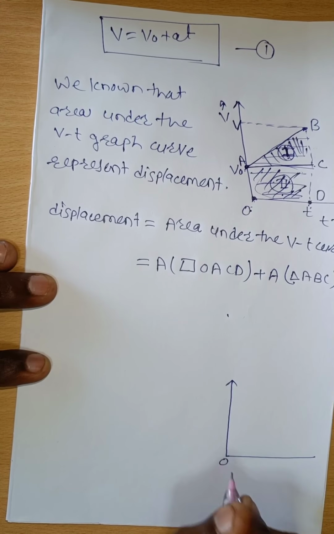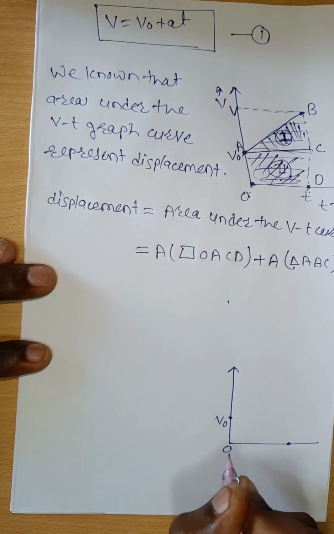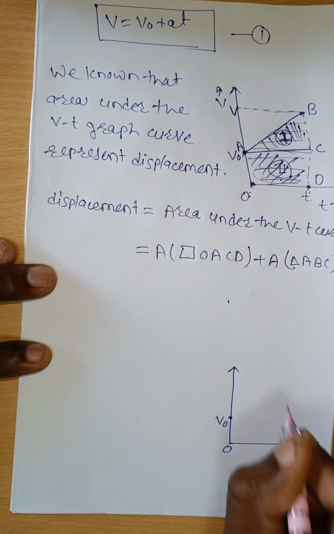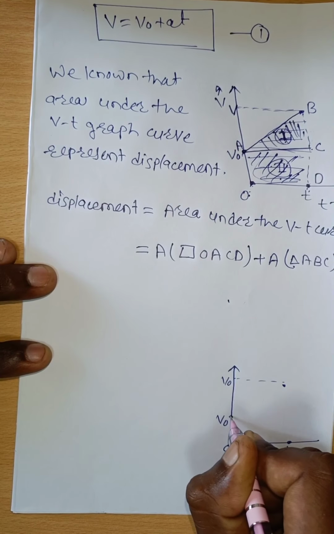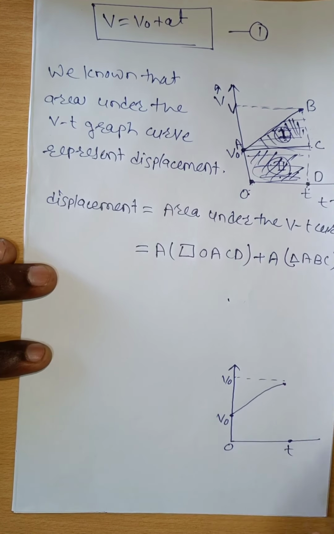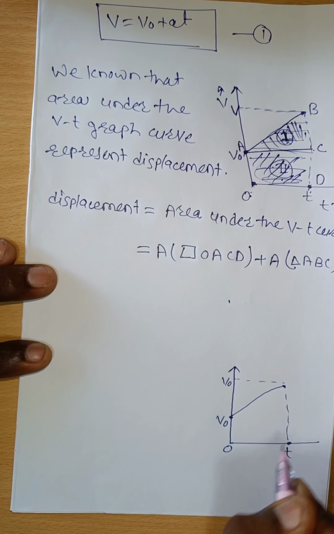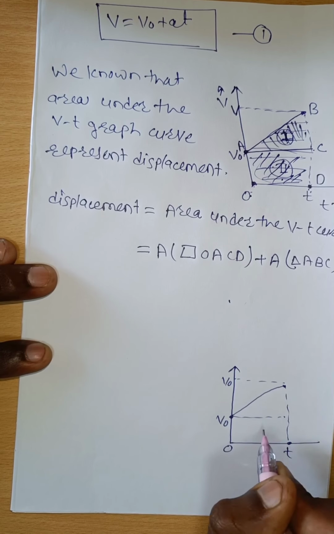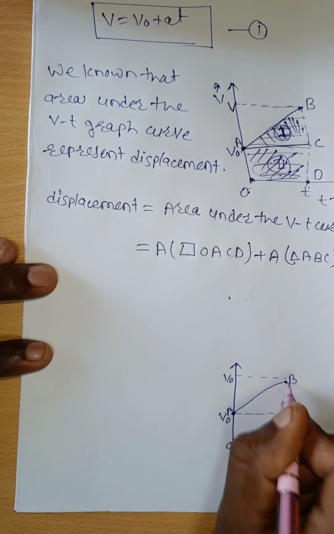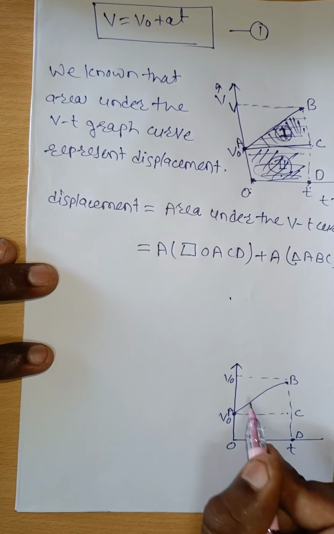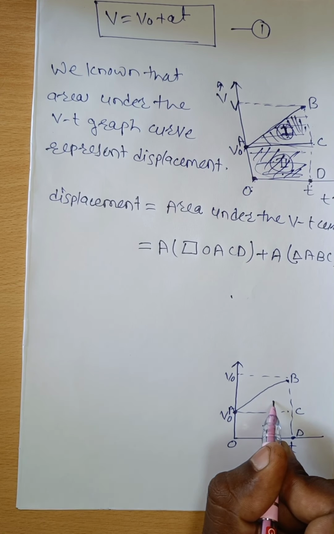Okay, now when time is 0, velocity is v naught. When time is t, velocity is something here, v. Now this is the graph. Then we have to find out the area under that curve. This can be divided into one triangle and a rectangle. Now O, A, B, C, D. Then area under the curve is area of that rectangle plus area of that triangle.